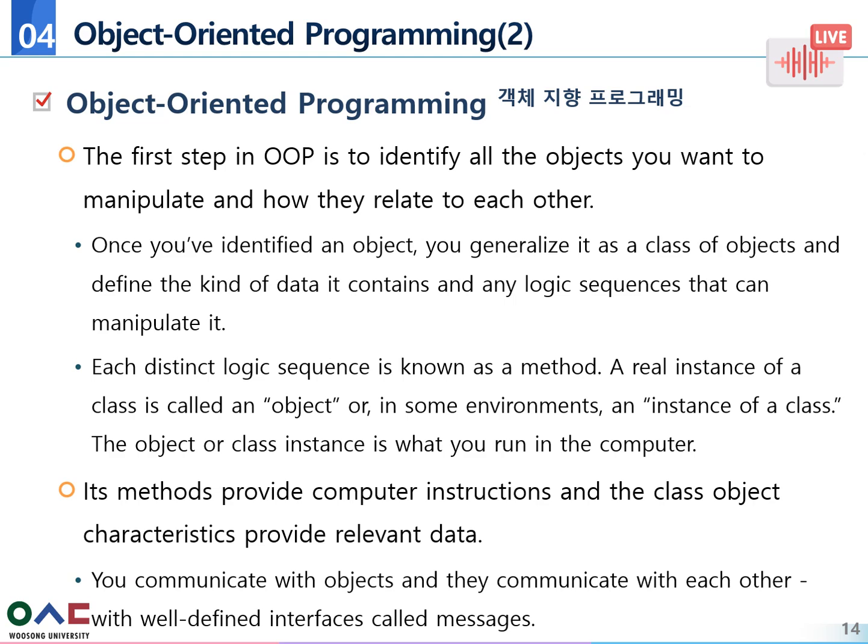A real instance of a class is called an object or, in some environments, an instance of a class. The object or class instance is what you run in the computer. Its methods provide computer instructions, and the class object characteristics provide relevant data. You communicate with objects, and they communicate with each other, with well-defined interfaces called messages.